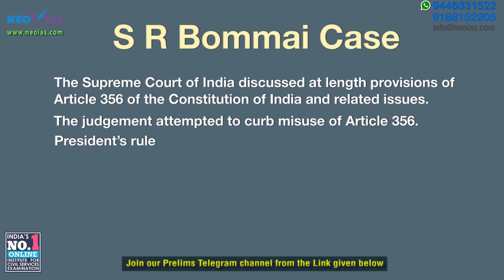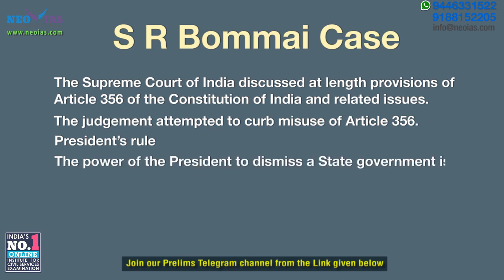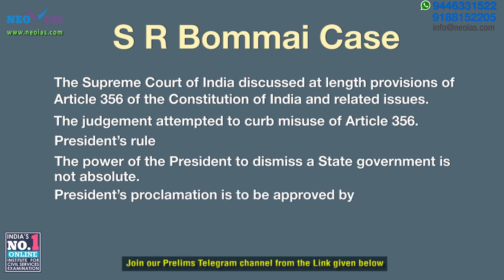Now, regarding the case, the verdict concluded that the power of the President to dismiss a state government is not absolute. The verdict said that the President should exercise the power only after his proclamation is approved by both houses of Parliament. Until then, the President can only suspend the Legislative Assembly, and how is this done? By suspending the provisions of the Constitution relating to the Legislative Assembly.